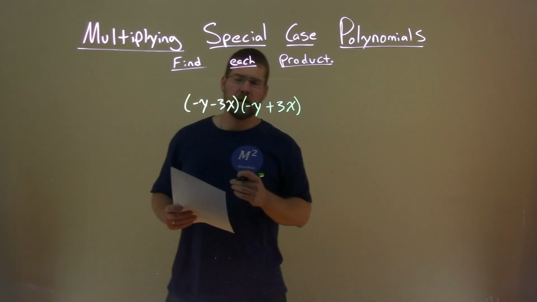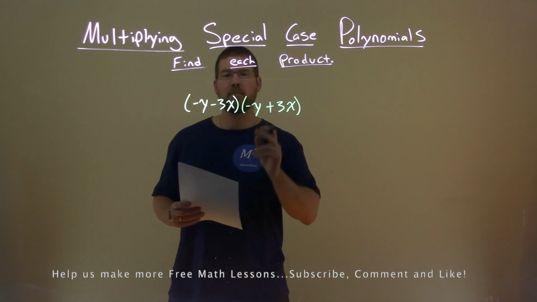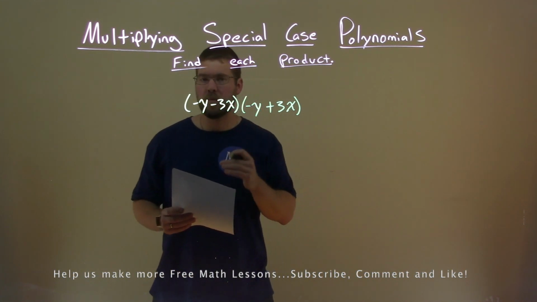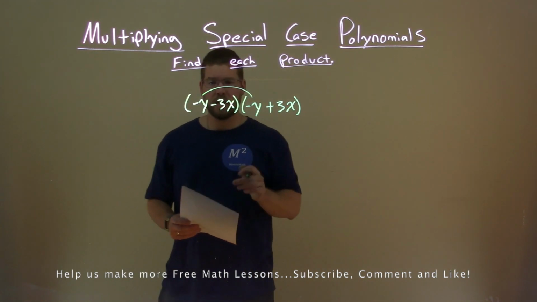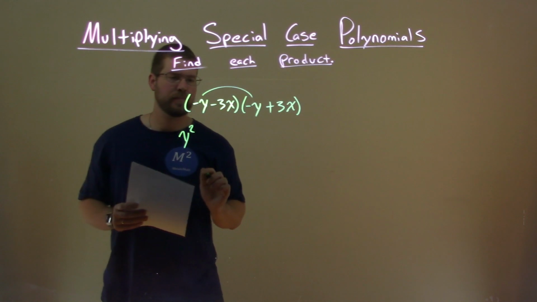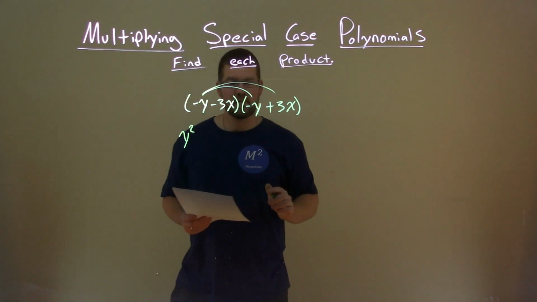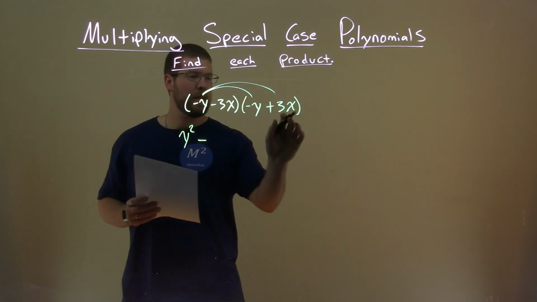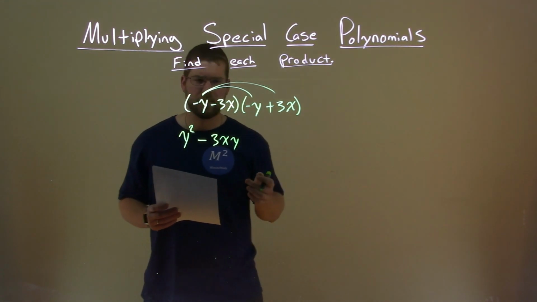We're given this problem right here, minus y minus 3x times a minus y plus 3x, and we want to find the product. First step, minus y times a minus y. Two negatives make a positive, y times y, y squared. Next one, negative y times 3x. Well, it's a negative, and then we have, let's say, 3x times y, negative 3xy.